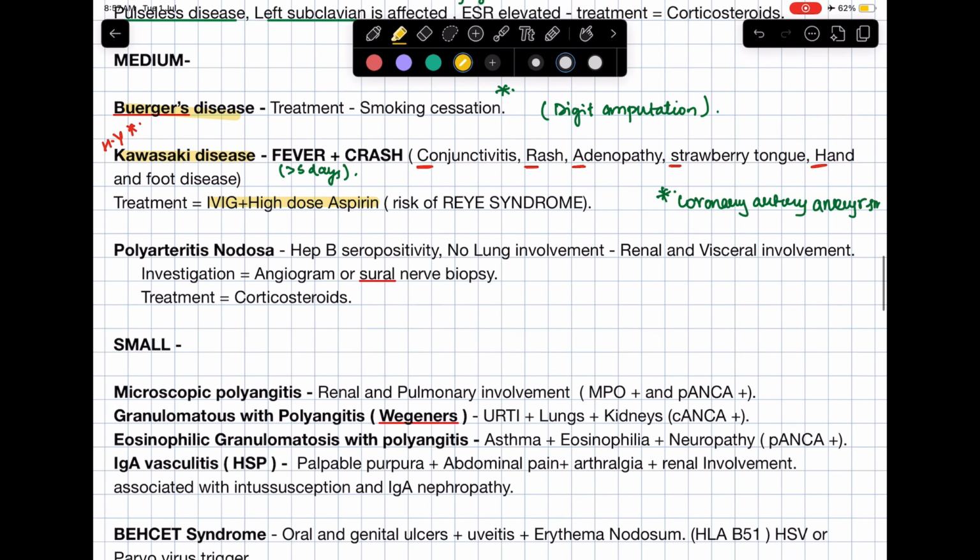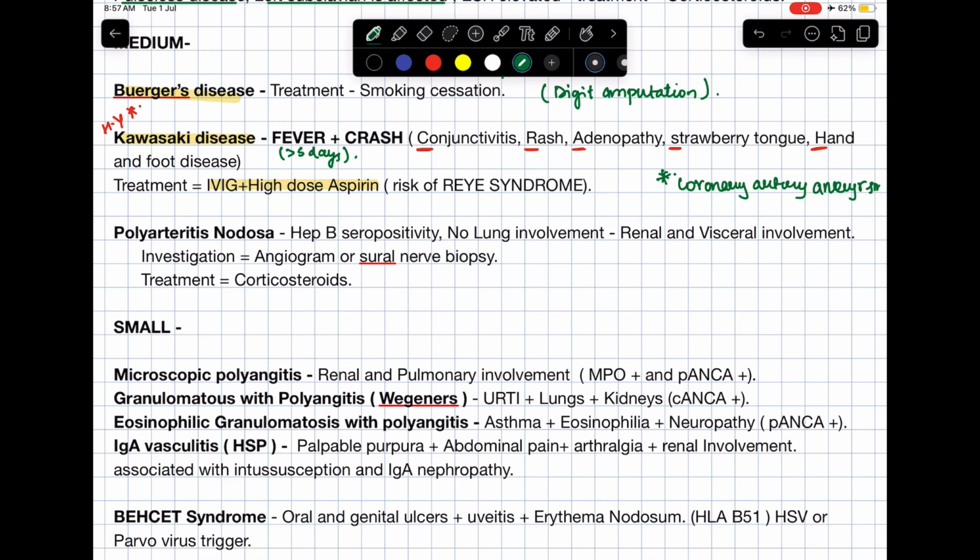Next is polyarteritis nodosa. The only thing that you have to remember in polyarteritis nodosa is it is Australian antigen positive, that is hepatitis B seropositivity is there. No lung involvement would be there, only renal and visceral arteries would be affected. String of pearls appearance would be visible, and for the treatment we are giving corticosteroids and cyclophosphamide. That's it. For the investigation of polyarteritis nodosa, we are doing angiogram or biopsy.